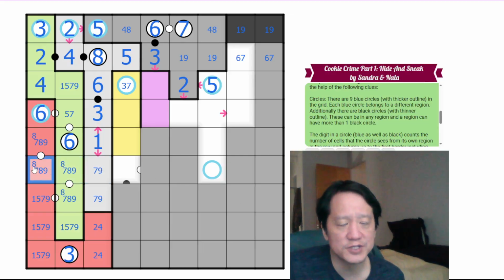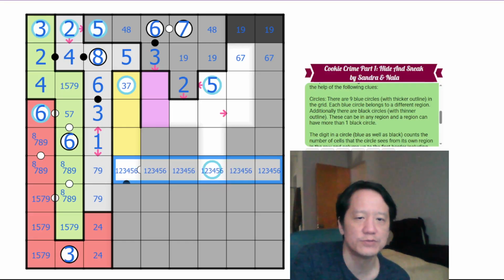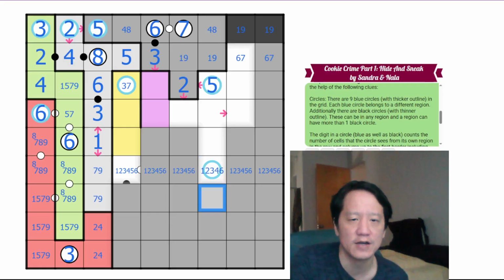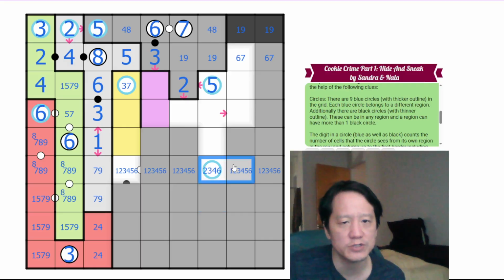Okay, we have a 7, 8, 9 triplet in row 6, which eliminates 7, 8, and 9 in the rest of the row. So this is 1 through 6. This cannot be 5 here. A digit in a circle can never be 1, because remember, all these regions are orthogonally connected, so it must always be at least 2.